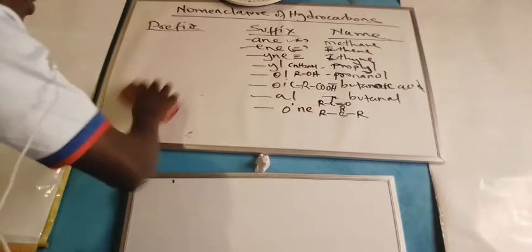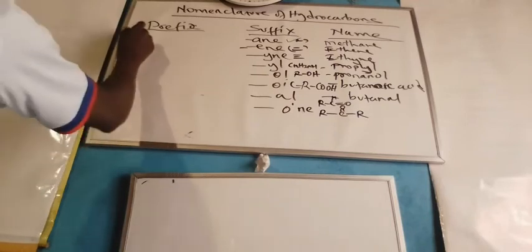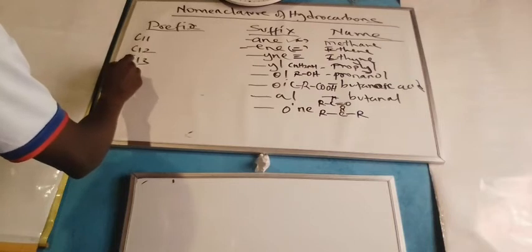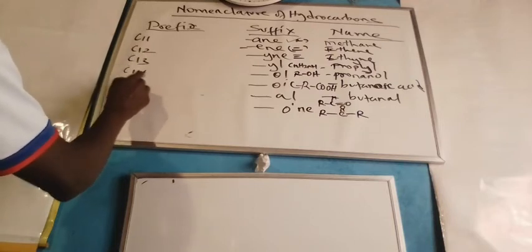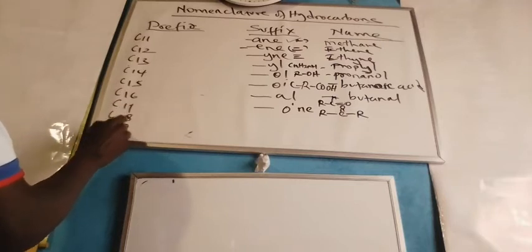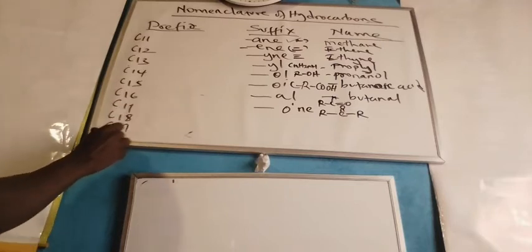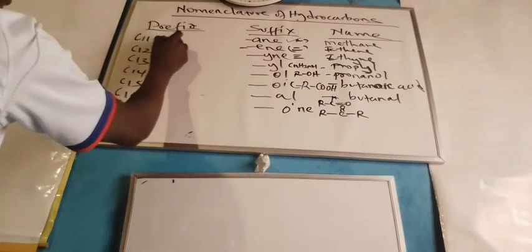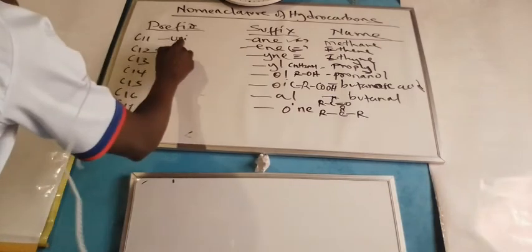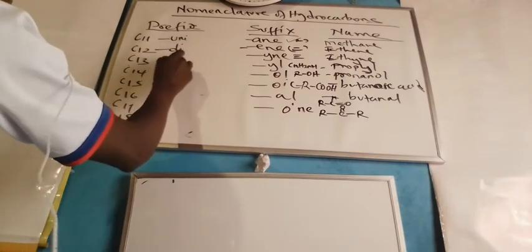Whenever the number of carbons goes beyond 10, let's say we have C11, 12, 13 up to 20. So we have C11 to C20. Our prefix is going to be renewed, and we are going to use grammatical prefixes like unit, which is taken as uni, di for 2, and tri for 3.